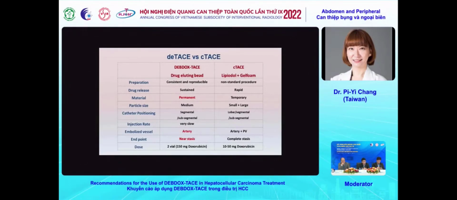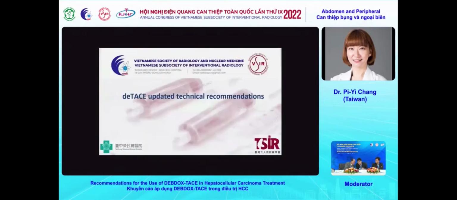And don't forget to put the catheter subsegmental or subsegmental superselection. And the injection rate should be very small. The endpoint should be near stasis. At the end, we all know that the dose of the DEBDOX-TACE we can reach up to 150 milligrams of doxorubicin.